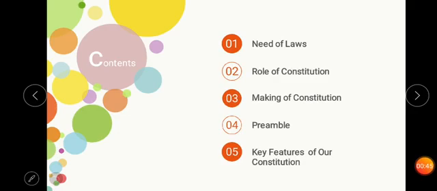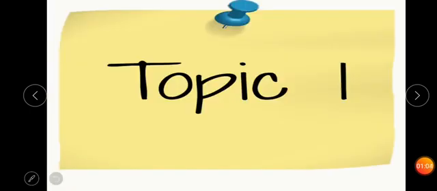First one is need of laws, role of constitution, making of constitution, preamble, key features of constitution, and then the last topic, that is our constitution is a living document. So let's begin with first topic. Topic 1 is here, the law, why it's needed here.